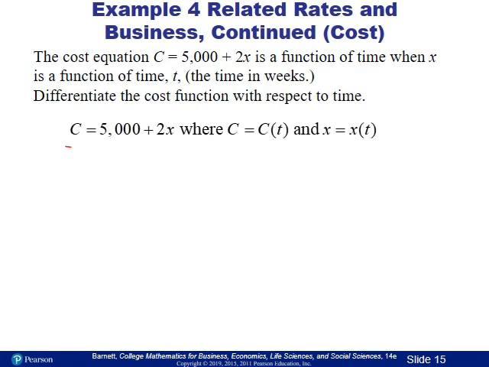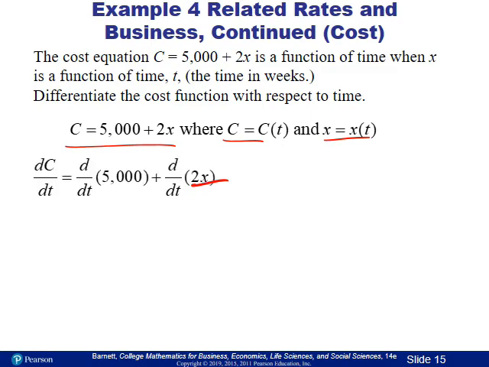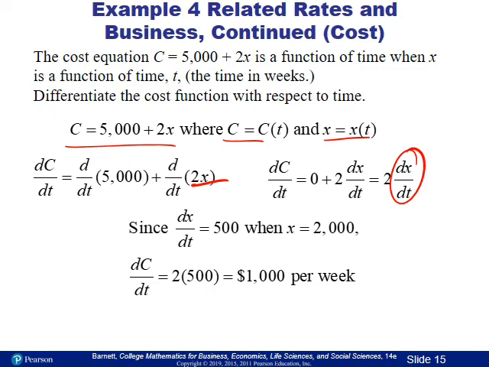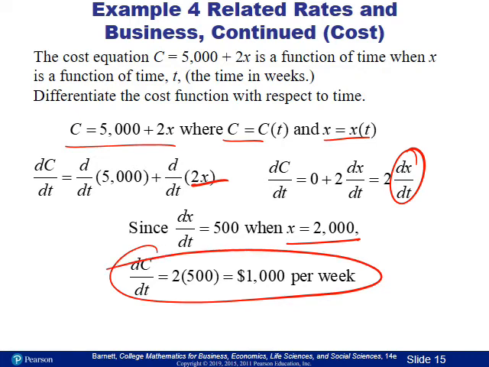Here you can see this is the cost function, C is a function of x, and x is a function of t. We can differentiate it to get dC/dt, where we will get dx/dt. We are given dx/dt, so we can substitute it here. From here you can substitute dx/dt is 500 and when x is 2000, you can get the change in the cost will be $1000 per week. Cost is increasing at the rate of 1000 per week with the production.